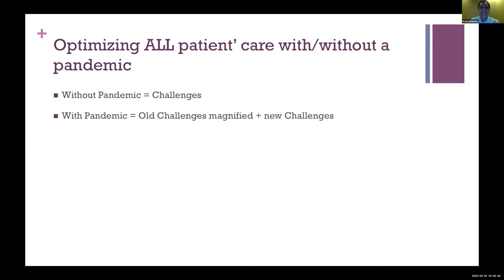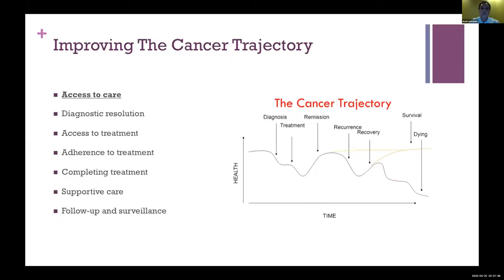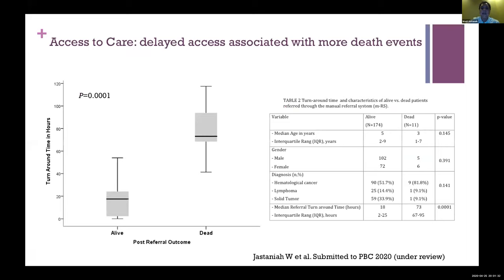This is the conclusion of my talk. So to address optimizing care in a pandemic, we need to first look at optimizing care without a pandemic, as during a pandemic, healthcare systems are put under the test, magnifying pre-existing challenges in addition to new challenges. So the goal of optimizing care is really to raise this cancer trajectory curve so that more patients are surviving. And this needs timely interventions starting with access to care, diagnostic resolution, and treatment, whether it's access to treatment, adherence to treatment, and completing treatment, in addition to supportive care. And in this presentation, I'll highlight the importance of these factors in the cancer trajectory by presenting selected regional and global studies that pertain to ALL for the most part.